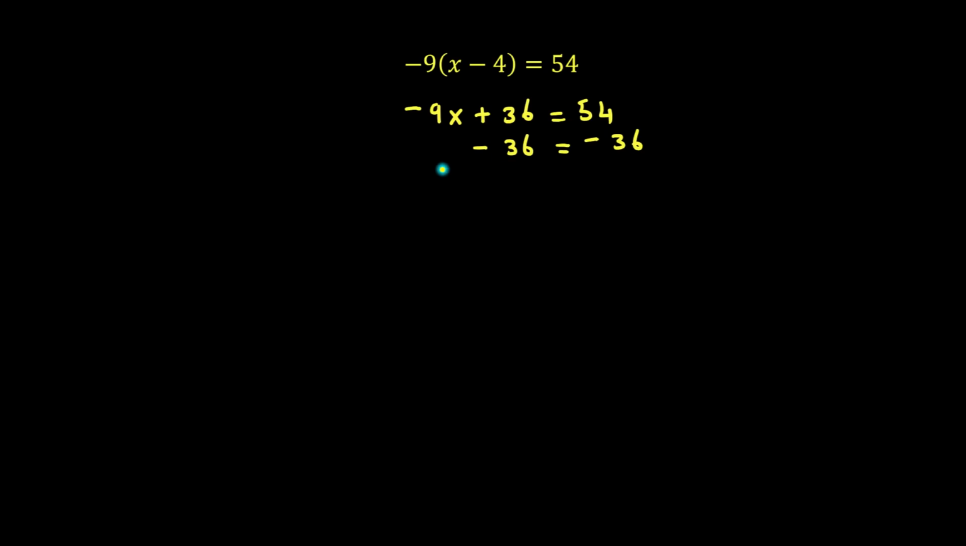by 36. So if I go ahead and do that, these will cancel. I'm left with negative 9x. 54 subtract 36 will give me 18. And I need to divide both sides by the coefficient in front of the x. So therefore, we need to divide both sides by negative 9. And if I go ahead and do that, x is equal to 18 divided by negative 9, which is negative 2.